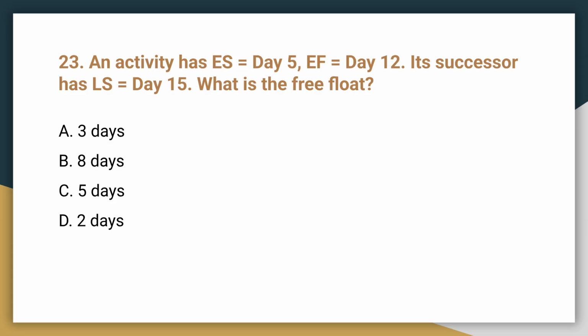Question 23. An activity has ES equals day 5, EF equals day 12. Its successor has LS equals day 15. What is the free float? The correct answer is A, 3 days. Free float equals successor early start minus early finish, which is 15 minus 12.